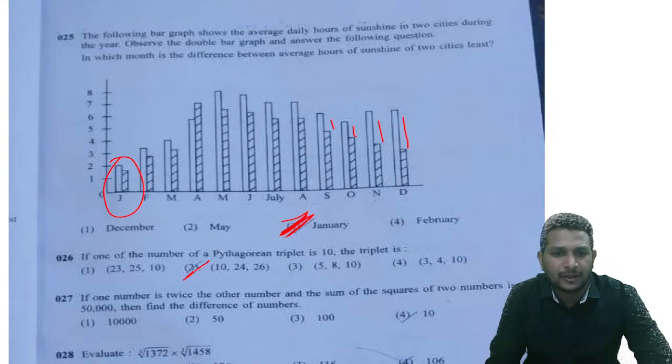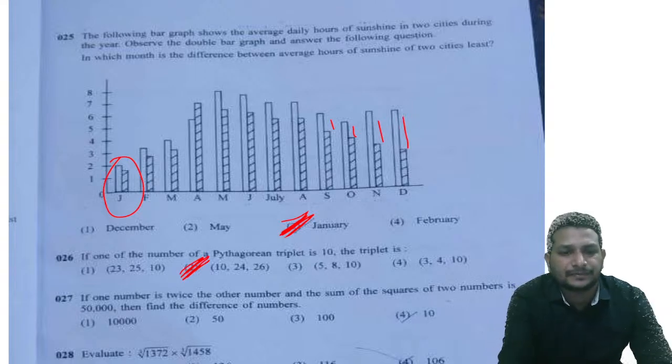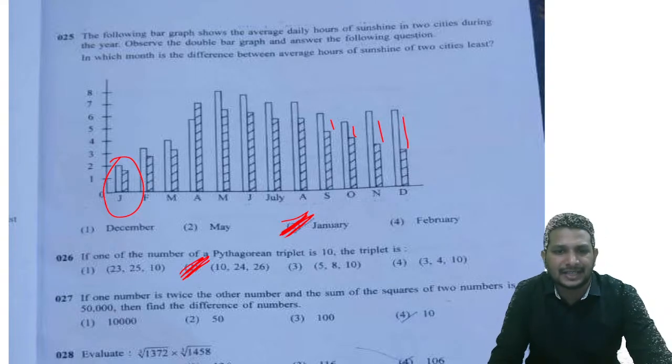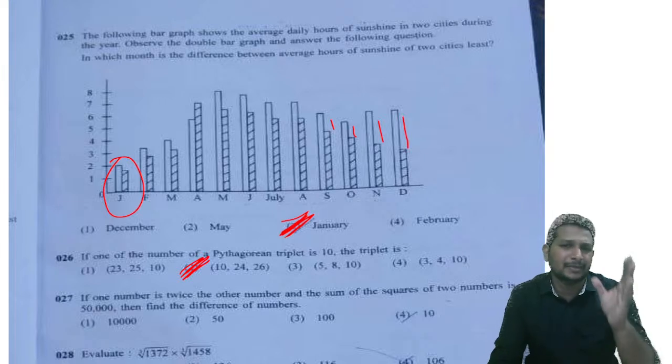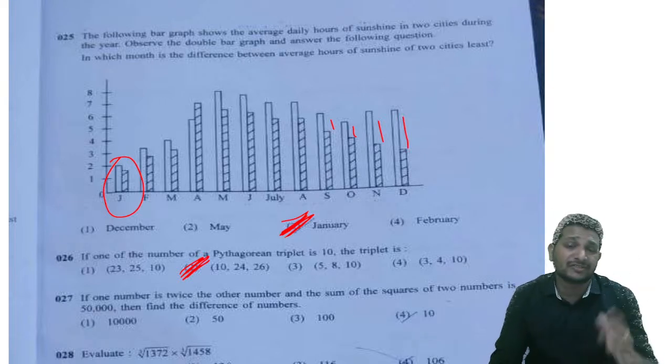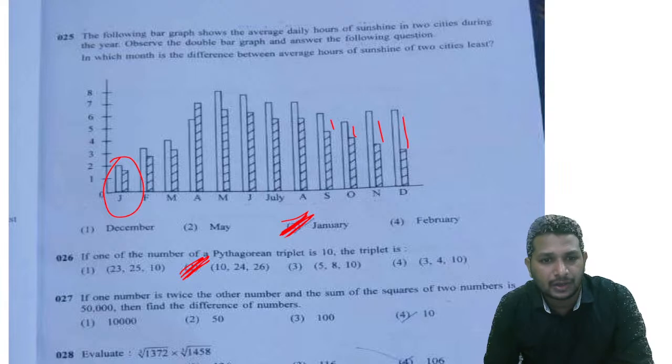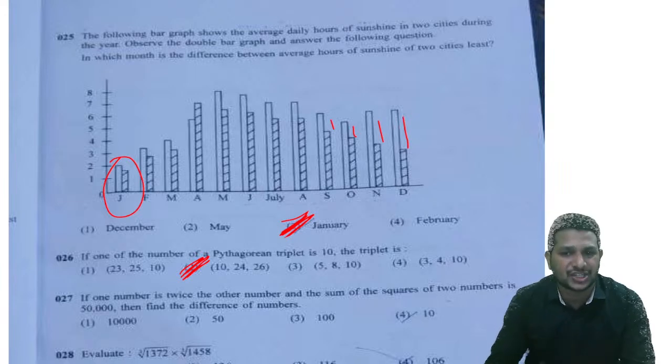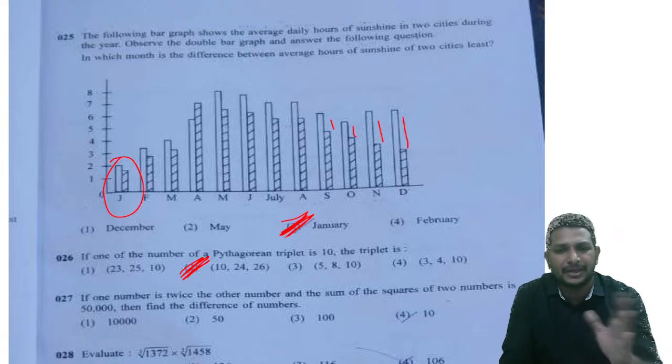So over here, question number 27. If one number is twice the other, and the sum of the squares of the two numbers is 50,000. So one number is twice the other, means let the numbers be x and 2x, and the sum of the squares is given as 50,000. We need to find the difference of the numbers, means subtraction. First let's see how to find the numbers. That is the main thing for us. As they gave the condition between the numbers, that one number is twice the other.